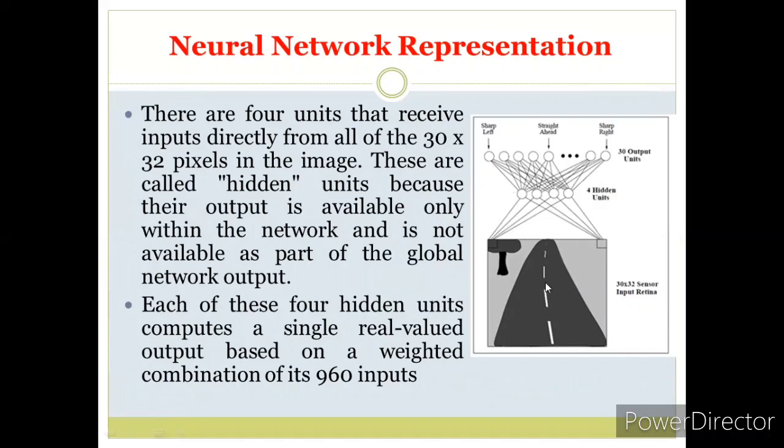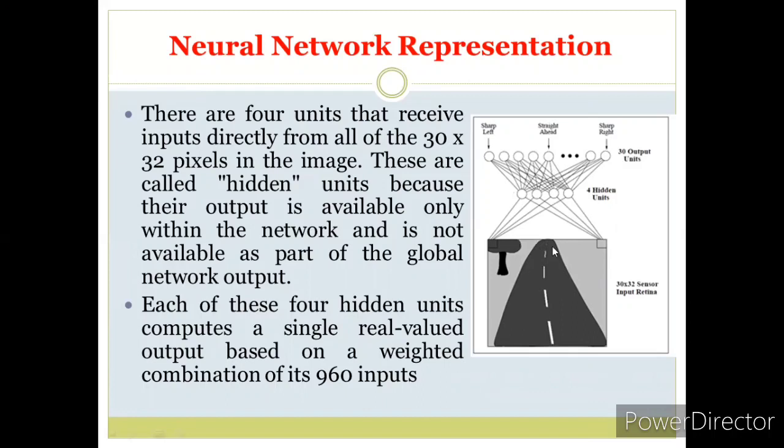As you can see, this is the image of the road captured by the camera, and the whole image of 30 by 32 pixels is received as input by the hidden layer. These are called hidden units because their output is available only within the network and is not available as a global output. Each of these 4 hidden units computes a single real valued output based on the weighted combination of its 960 inputs, as this image consists of 960 inputs.